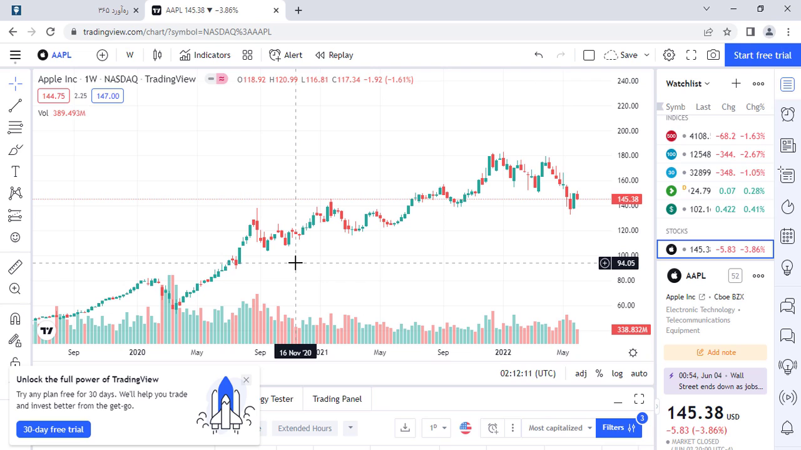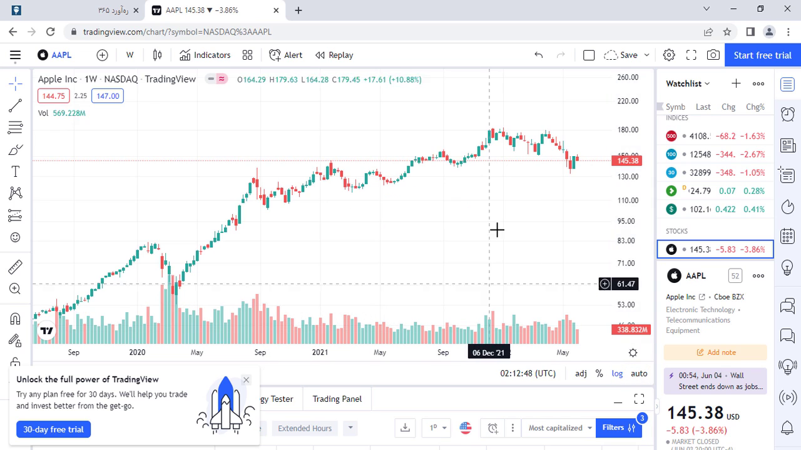But one of the advantages of the logarithmic scales is that it shows us the breaks of the support and resistance lines. It shows us faster, and this is the main benefit of using logarithmic scales.